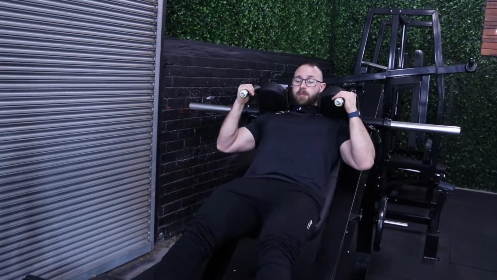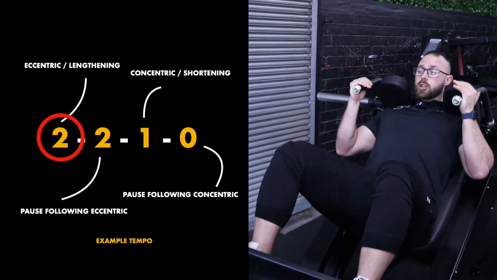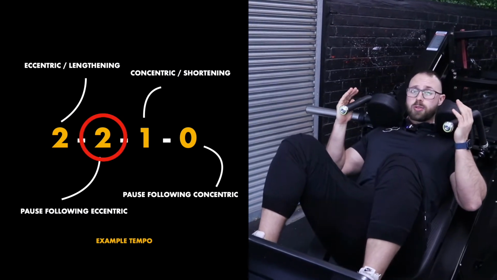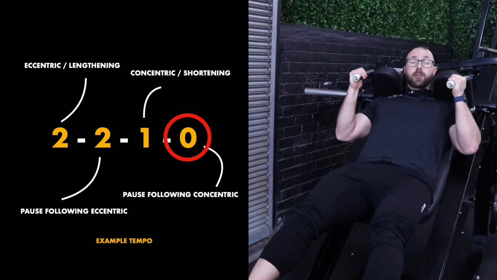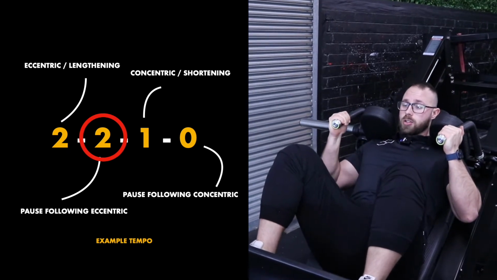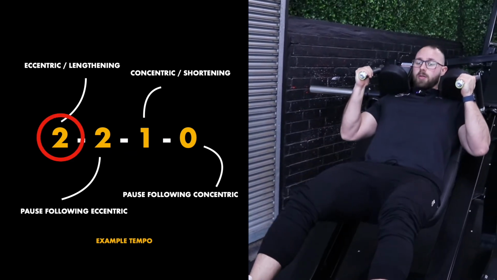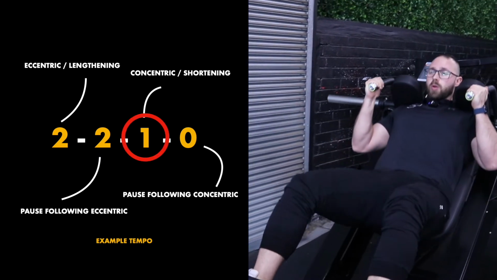So if I'm in the hack squat here, I unrack it, get myself set. Now I'm going straight into a 2-second eccentric. 1, 2. I've got a pause following that eccentric for 1, 2, a 1-second concentric, and I've got no pauses following it, so I'm going straight into that 2-second eccentric again.